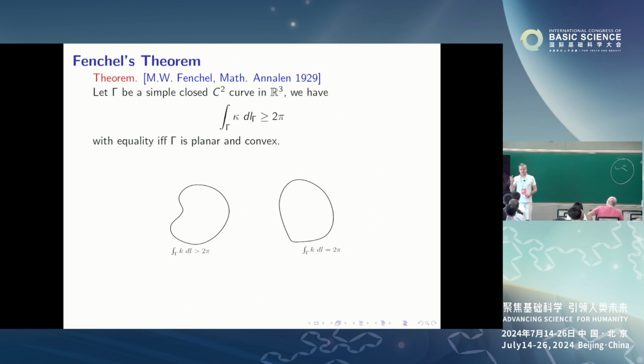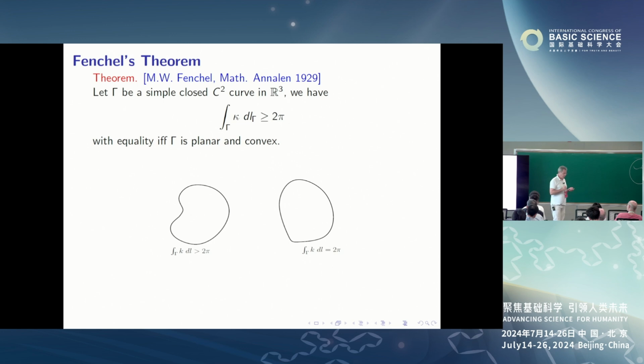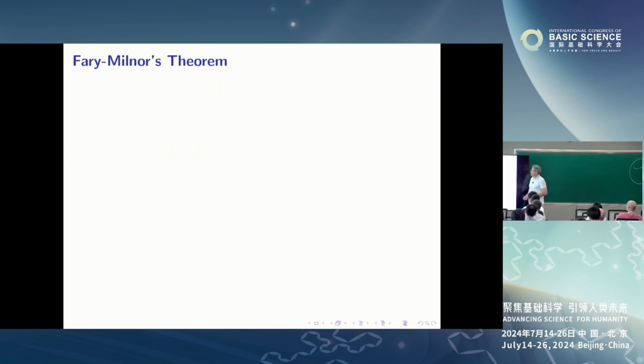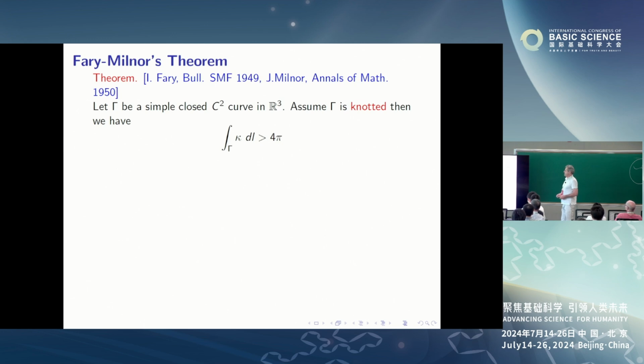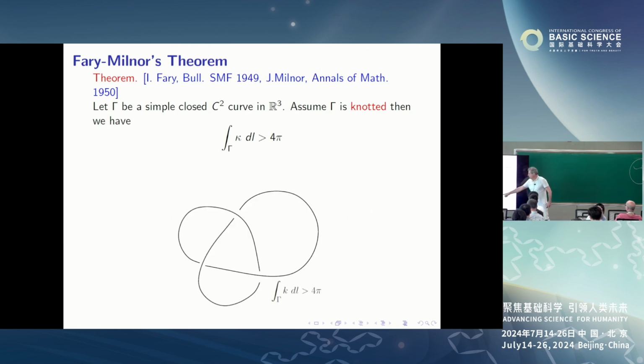Now, let's play a bit with this energy, and let's assume we have some more complex embedding of our curve here. This is following a result by Fary and Milnor. It says that if the curve is knotted, that is, it's not isotopic to this planar curve for which we had 2 pi, then the lower bound is multiplied by 2. It's 4 pi. So in this situation, for instance, you must have 4 pi.